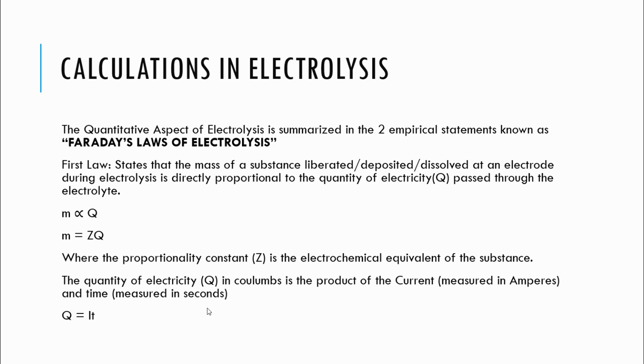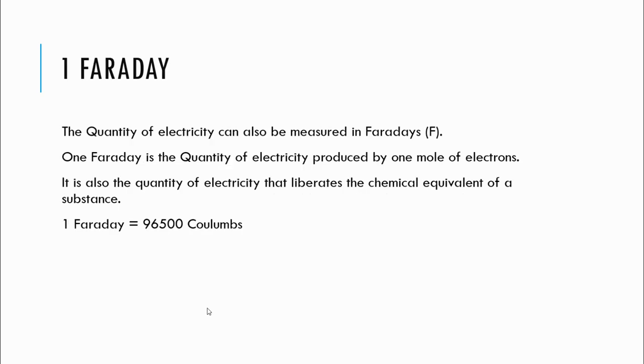The quantity of electricity in coulombs is the product of current and time, Q equals IT. That's a basic thing you should know already in physics. Then 1 Faraday is equal to 96,500 coulombs. That's very important to note. 1 Faraday is the quantity of electricity produced by 1 mole of electrons.